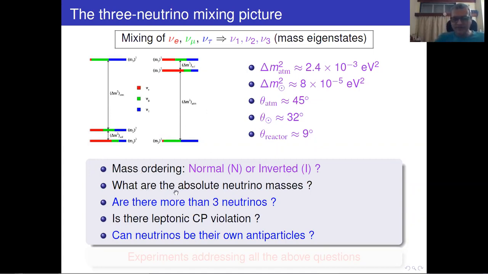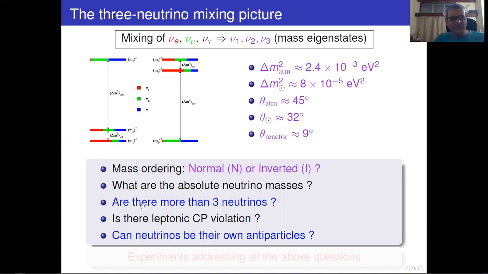We don't know what the absolute neutrino masses are, which means we don't know where the zero of this diagram is. These lowest masses could be zero, or zero can be very, very far below that. Cosmology tells us that the upper bound is something like 0.5 electron volts, or depending on how much you believe, it could even be of the order of 0.1 electron volts.